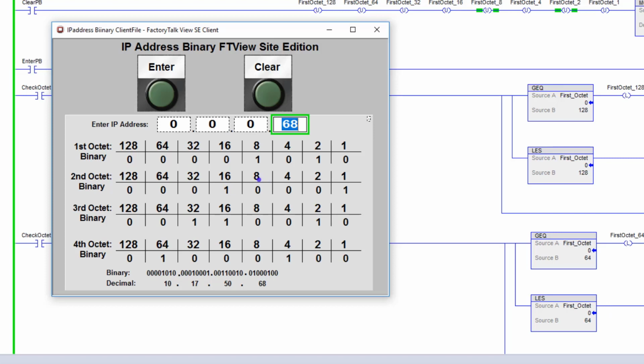The remainder is not equal to or greater than 8 or 4 or 2, but it is equal to or greater than 1. So the binary for that octet is going to be 0, 0, 0, 1, 0, 0, 0, 1. Okay, and that's shown down here, right?